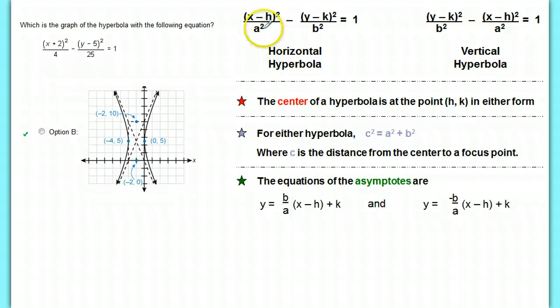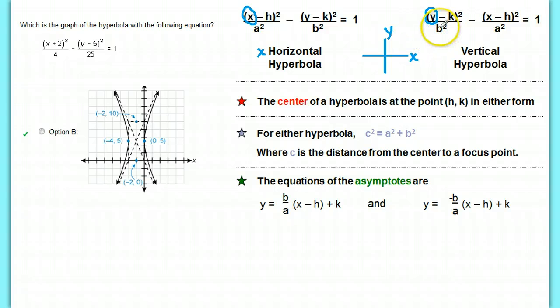A horizontal hyperbola will follow this formula. And horizontal, we usually think of the x-axis, right? The y-axis is the vertical axis and the x-axis is the horizontal. So when you have a horizontal hyperbola, the x value is going to come first in that formula. With a vertical hyperbola, because we think of the vertical axis as the y-axis, your y part of the formula will come first. And so that's the main difference.